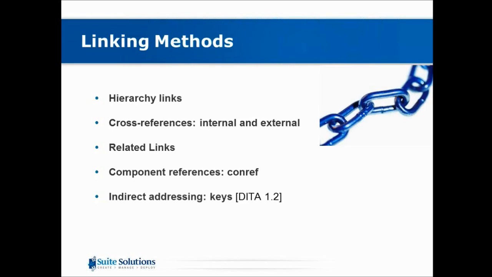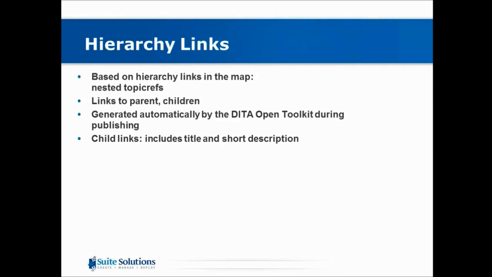One type of link is hierarchy links. Another is cross references, related links, component references, and something called keys or key refs, which is called indirect addressing, which will probably make your head spin a little bit. So we'll say a few words about it and try to get it across.